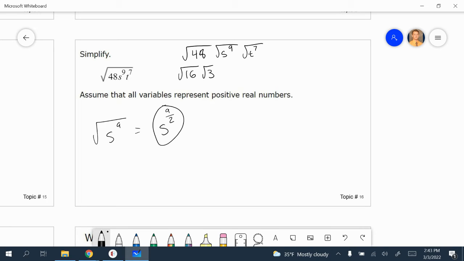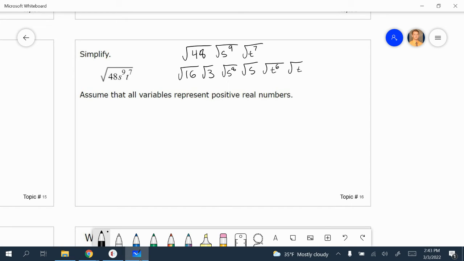So instead, I'm going to change this to the square root of s to the 8th and the square root of s, which together, if I multiply those together, would be s to the 9th. I'm just taking 1 off, basically. And I'm going to do the same thing with the t. That'll be t to the 6th, and then just a regular t, which I meant to write.